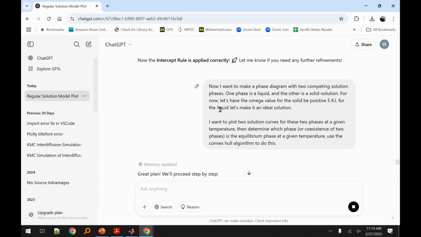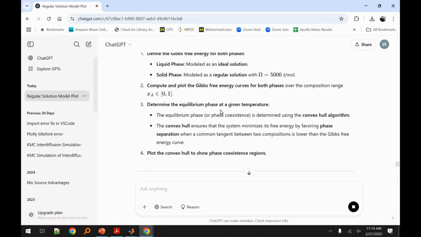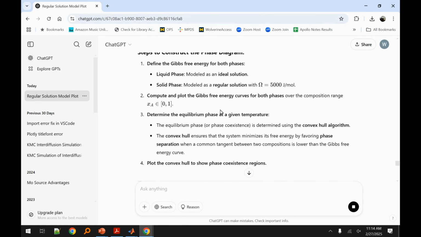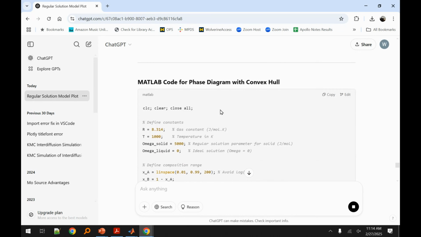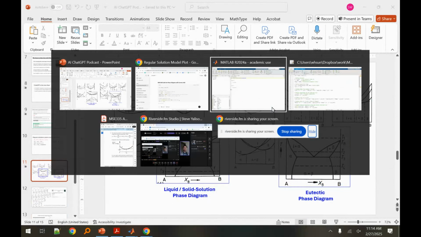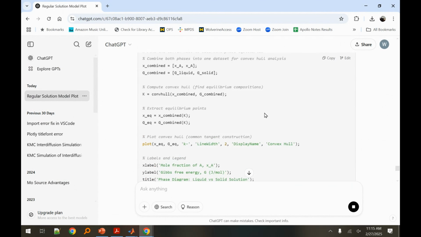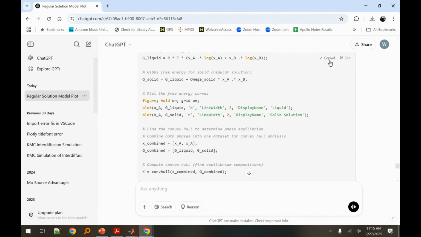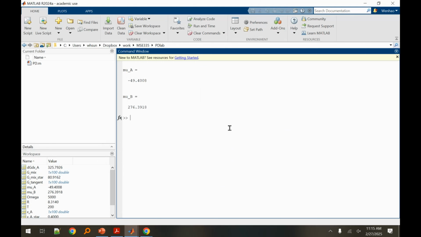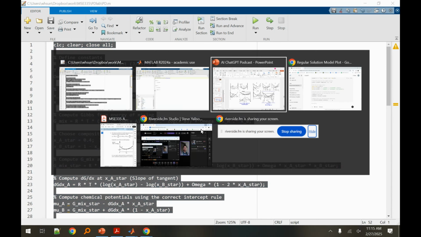Great plan. We'll proceed step by step. So this is kind of the pseudocode algorithm for how you do this. And so let's try and see what happens. Let's see if it's done first. Oh, it's done. Okay. So I'm going to copy. I'm going to go to my code, edit PD. I'm just going to replace it all. Oh, sorry. I must not have copied it. Copy. Okay. And we'll run it again.